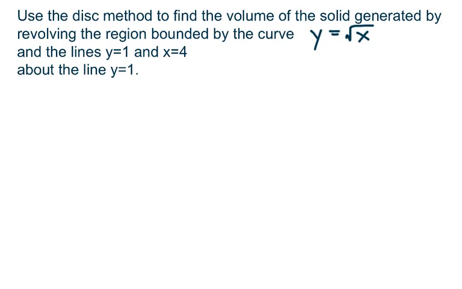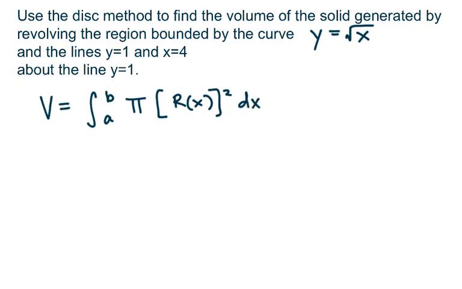So, a couple things. First thing, it says we want to use the disk method. So if we're going to use the disk method, we need to know our disk method formula. And that volume is found by the integral from a to b of pi times whatever we determine our radius function to be squared.